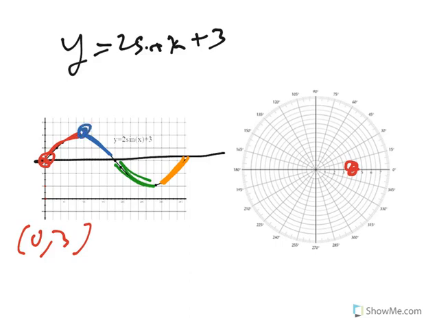This blue point up here is 90, 5, and if I plot 90, 5, it's going to be like up here, and I'll make this arc correspond to that arc. Now this green point over here is at 180, 3, which is like that.